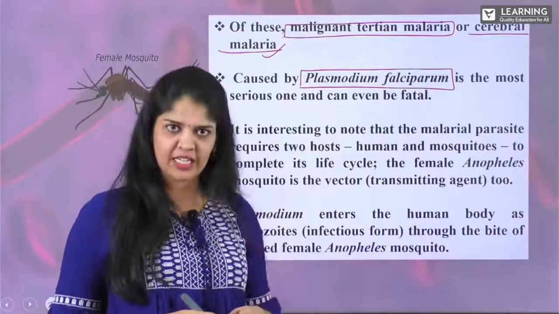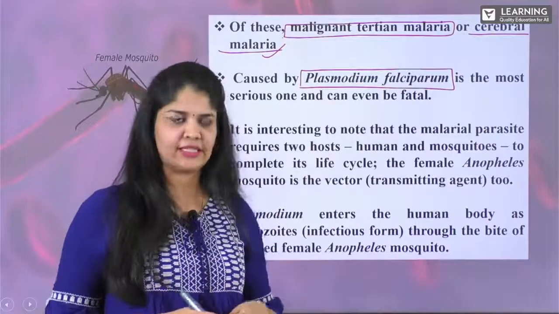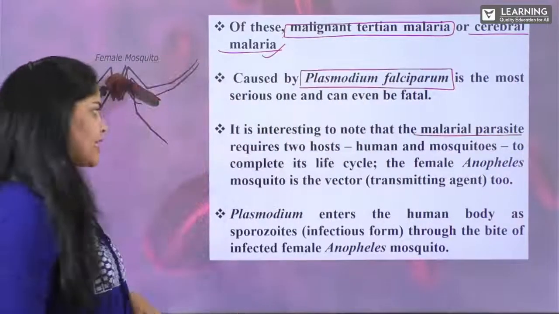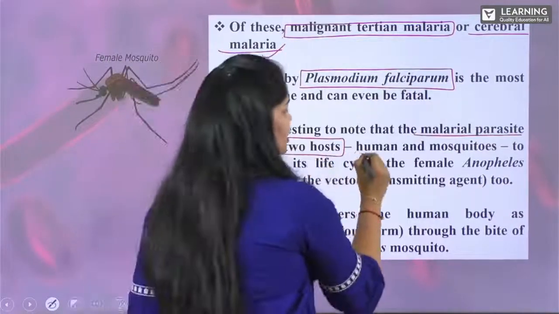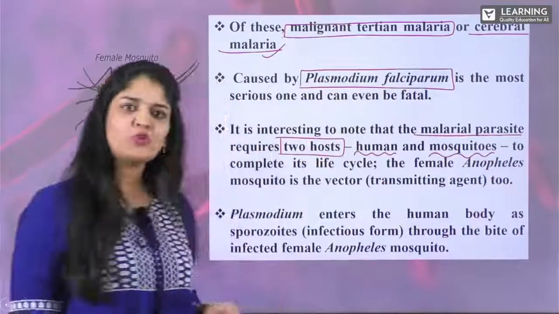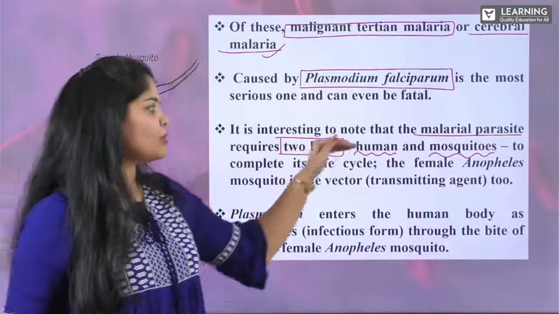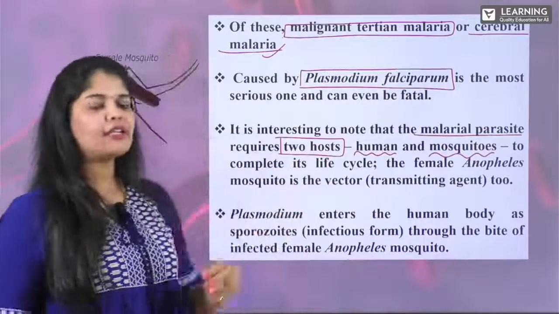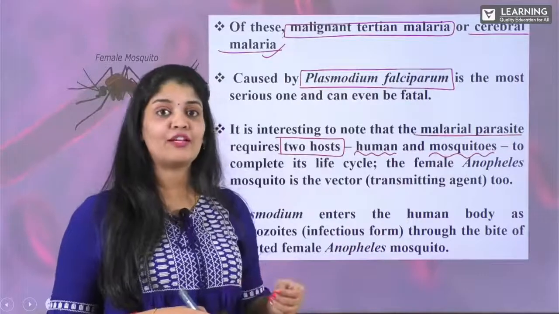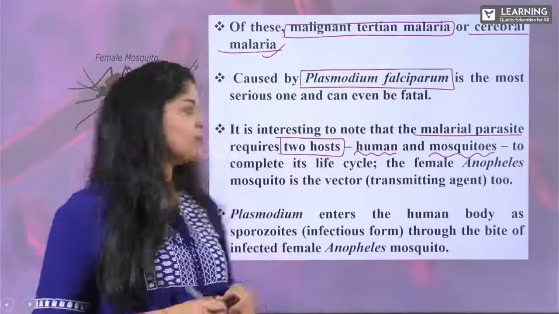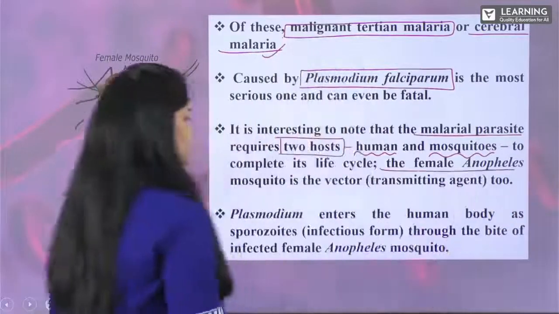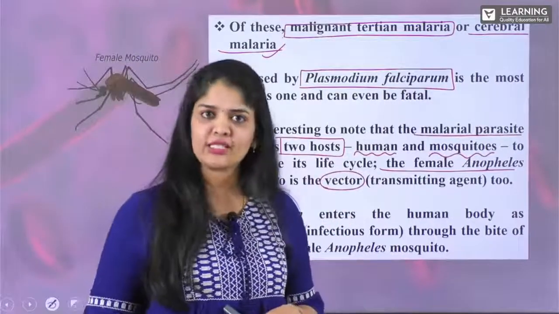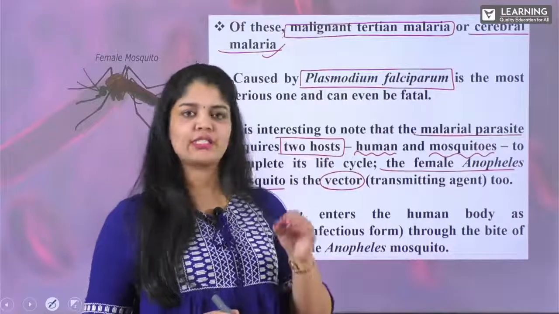It is interesting to know that Plasmodium, the parasite that causes malaria, requires 2 hosts to complete its life cycle. One is human and the other is the mosquito, particularly the female Anopheles mosquito. The female Anopheles mosquito also acts as a biological vector. This is very important, and it transmits the infectious stage of the parasite, called sporozoites.